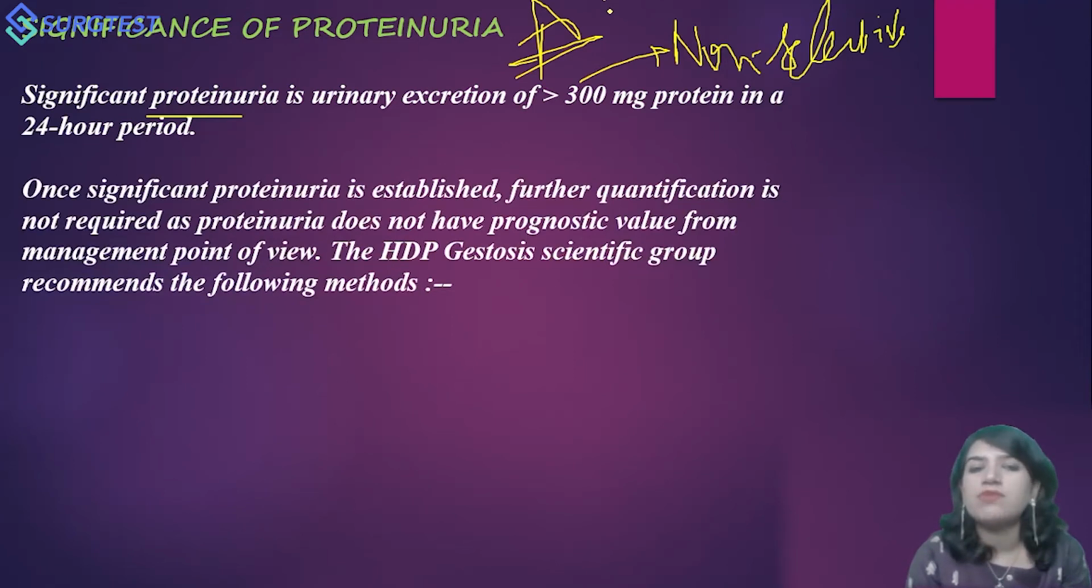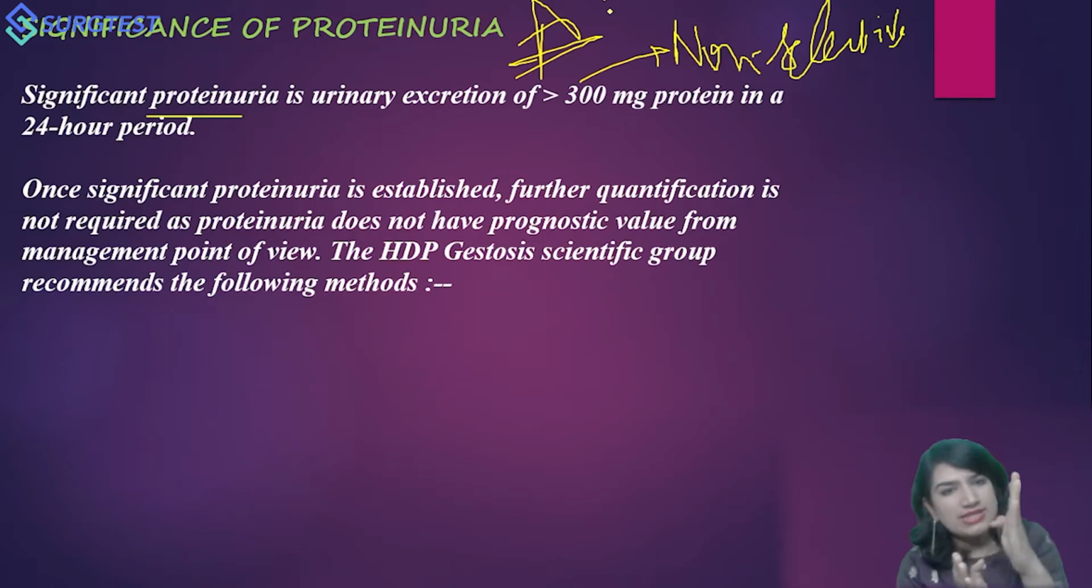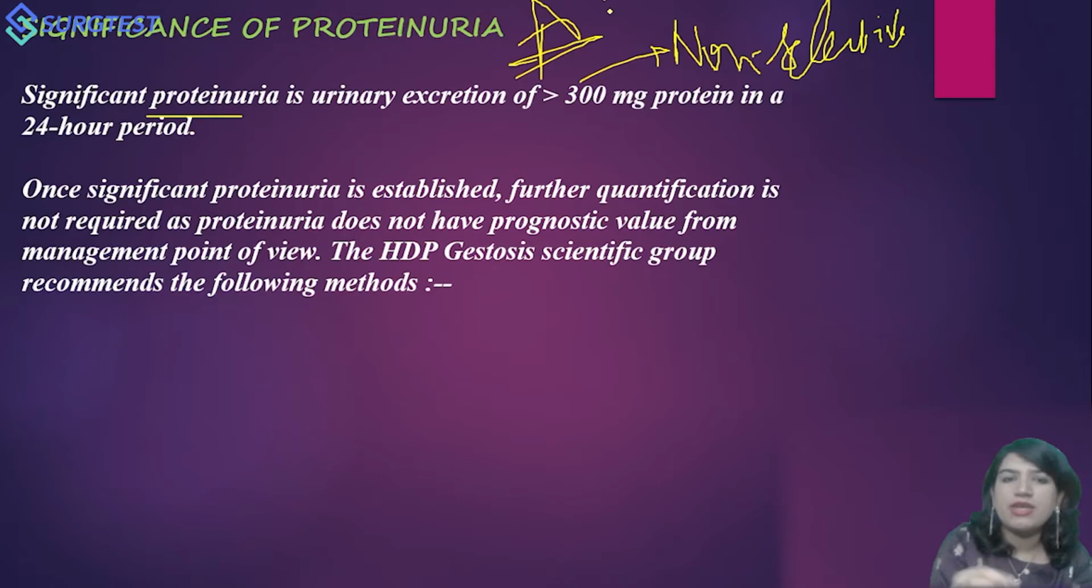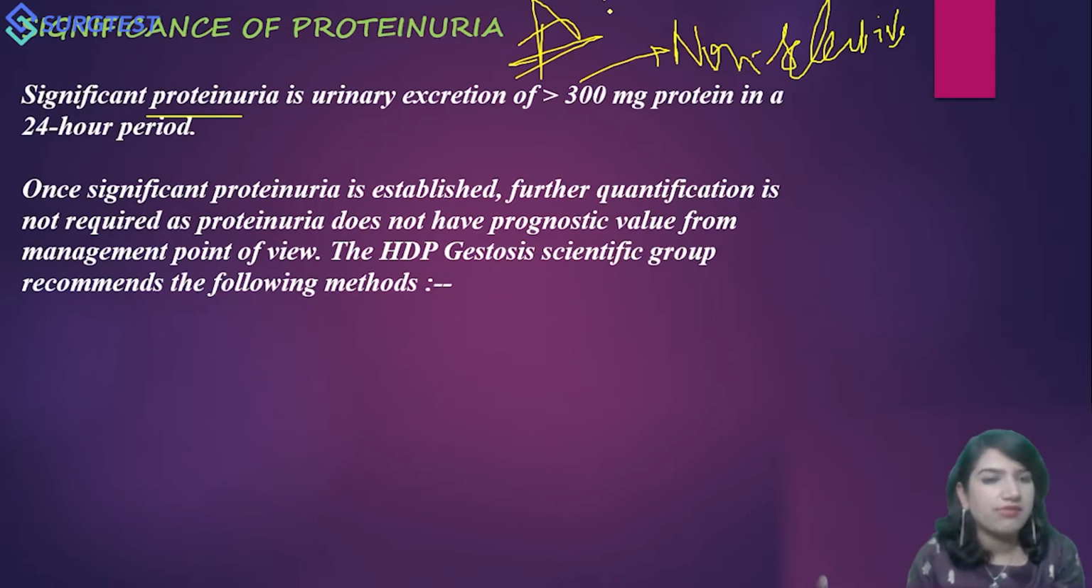Now, once significant proteinuria is established, further quantification is not required, as proteinuria does not have prognostic value from a management point of view. So once you understand that this has happened, there's no need to follow it up. There's no need to do daily or bi-weekly urine protein levels, because once you've diagnosed that yes, proteinuria is there, it does not have any prognostic value.